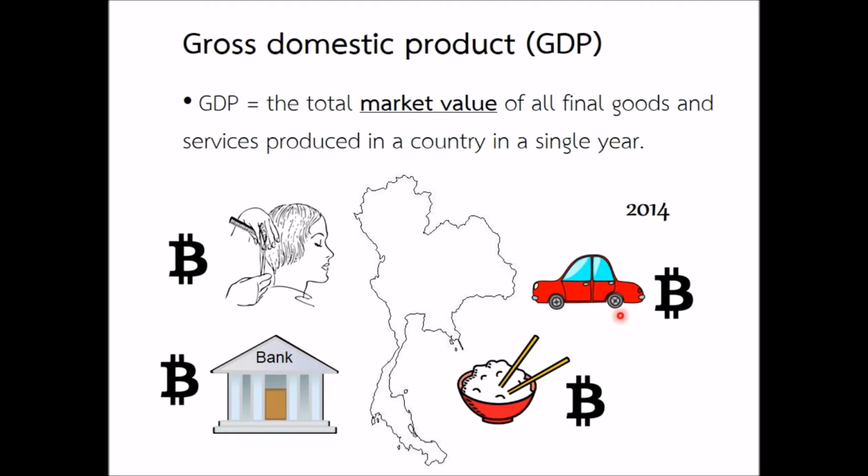Because if we know, for example, that all of the cars that are produced in Thailand in the year 2014 have a total value of 20 billion baht, and all of the bowls of rice that were produced in Thailand in the year 2014 have a total value of 40 billion baht, then we can add that up. We know that the total value of goods was 60 billion baht. So it's a very convenient way in order to aggregate the values of different types of goods and services.